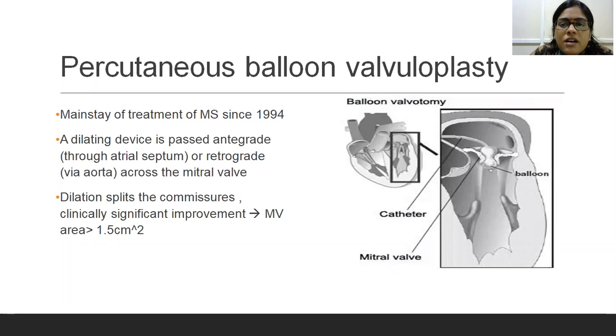Okay, so this dilating device is passed across the mitral valve. Once it enters the mitral valve, the balloon is inflated. This inflated balloon across the mitral valve will result in a widening of the mitral valve area. So dilatation will split the commissures and results in a clinically significant improvement. At the end of your percutaneous balloon valvuloplasty, the mitral area will increase to an area of 1.5 centimeters square.